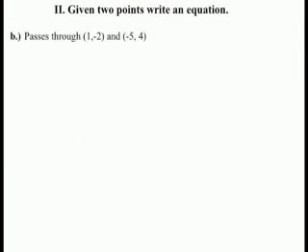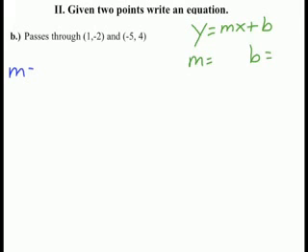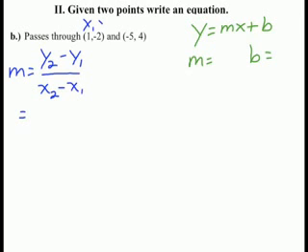We must write an equation when we're given 2 points, (1, -2) and (-5, 4). Again, we're still trying to write the equation in slope-intercept form, y equals mx plus b. So we need to identify 2 things to write the equation in y equals mx plus b, the slope, the m, and the y-intercept, the b. So to find the slope when you're given 2 points, we use the formula y2 minus y1 over x2 minus x1. So we label our 2 points x1, y1, x2, y2, and now we substitute those numbers into the formula.